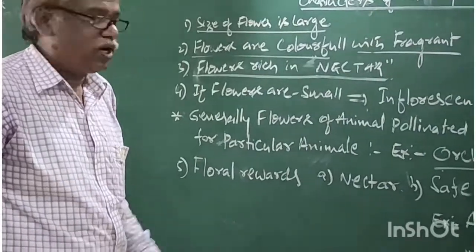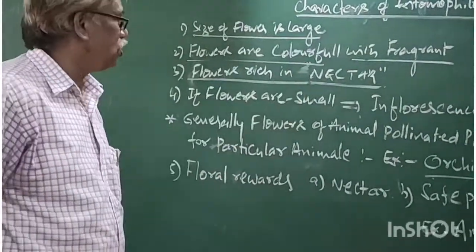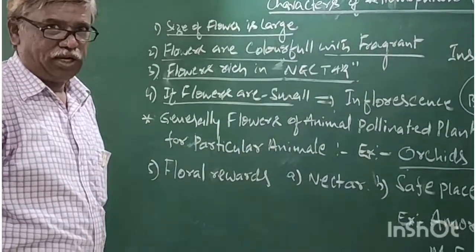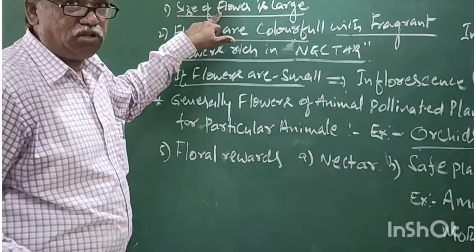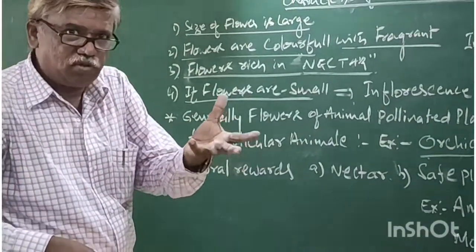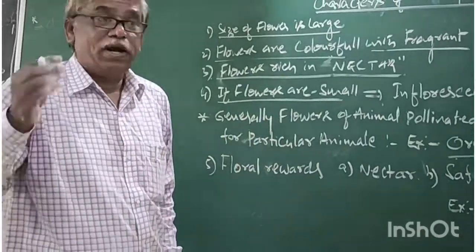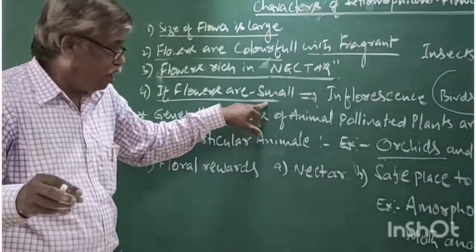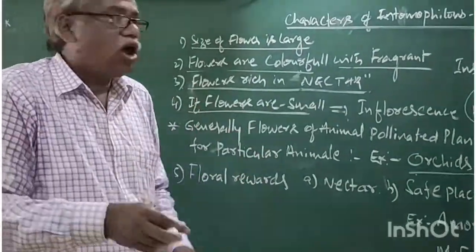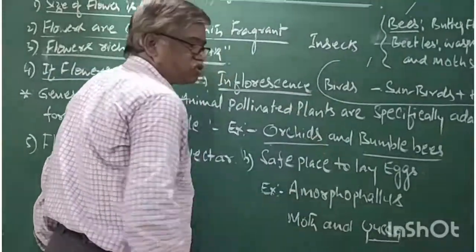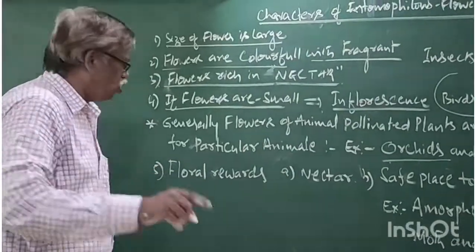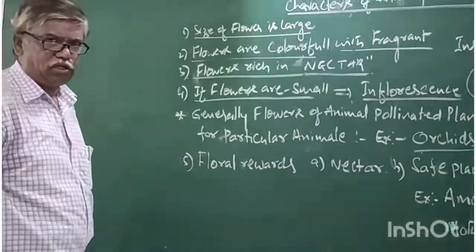What is the need of nectar? I will say later. Now, 99% of flowers are large because the insect must be accommodated on the flower. Due to this, generally it is large. But in some cases, if the flowers are small, all the small flowers cluster and form inflorescences.